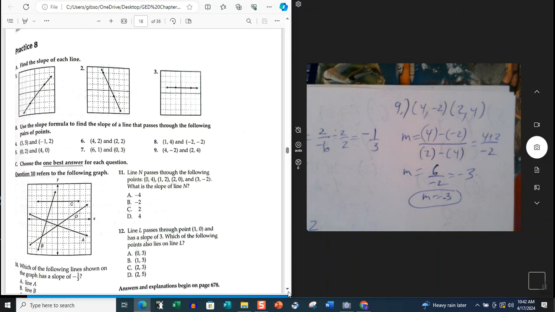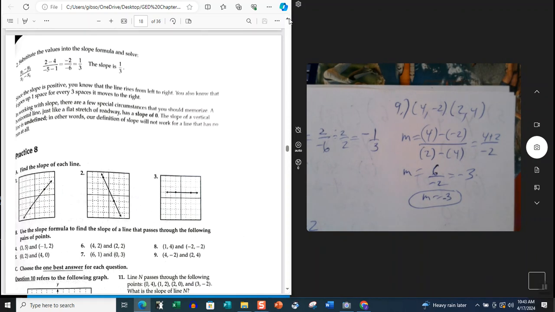All right, so the next thing that we need to do, I want to go back up because we went over the slope formula, but this little few sentences here says, in working with slope, there are a few special circumstances that you should memorize. A horizontal line, just like a flat stretch of roadway, has a slope of 0. So if you see a horizontal line, then you know automatically that the slope should be 0.